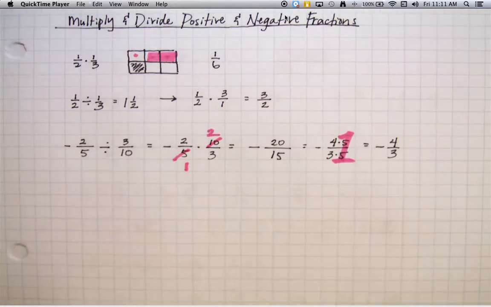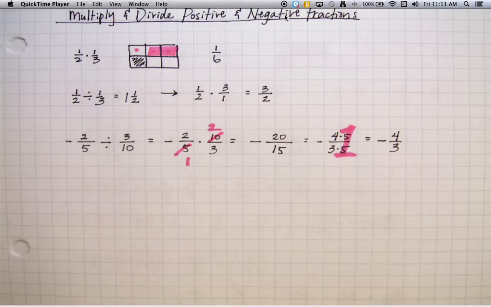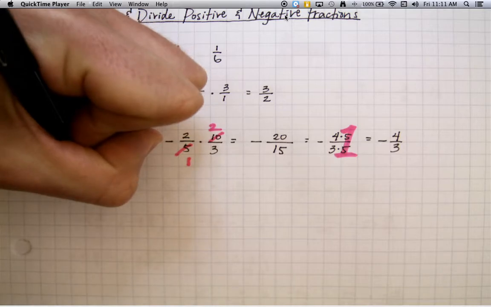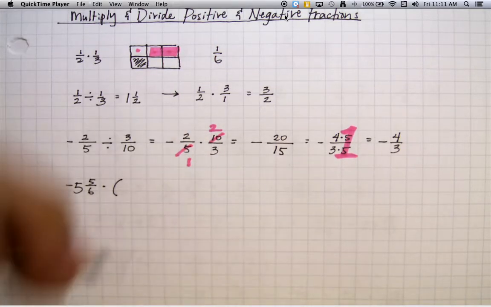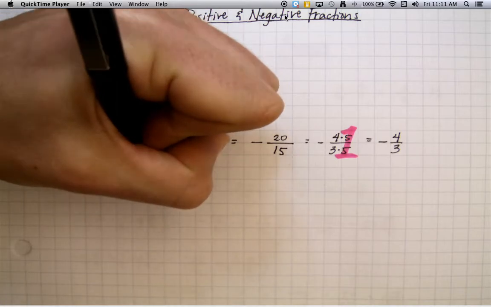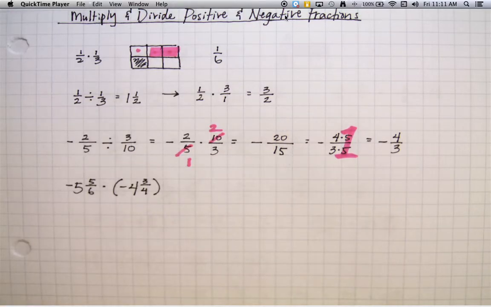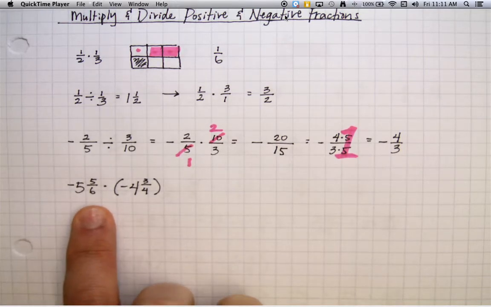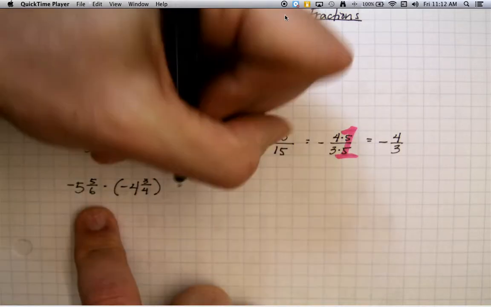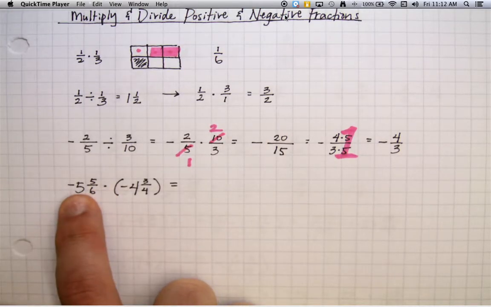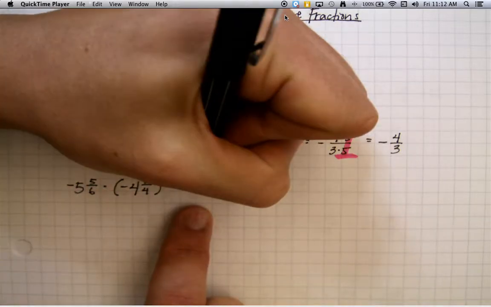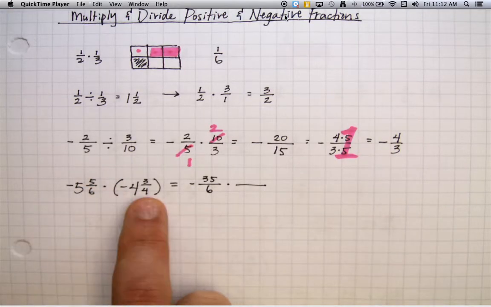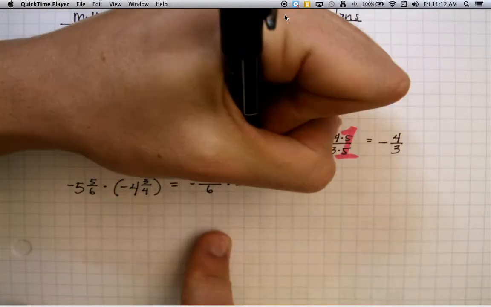Let's do one more example, a little bit harder. We're going to multiply 2 mixed numbers. So I'm going to do -5 and 5/6 times -4 and 3/4. You might recognize these numbers from my adding and subtracting screencasts. So if I'm going to multiply 2 mixed numbers, I have to first convert them into improper fractions. So 6 times 5 is 30, plus 5 is 35. So I have -35/6 times 4 times 4 is 16, plus 3 is 19, so that's 19/4.